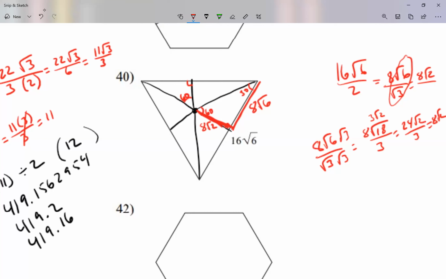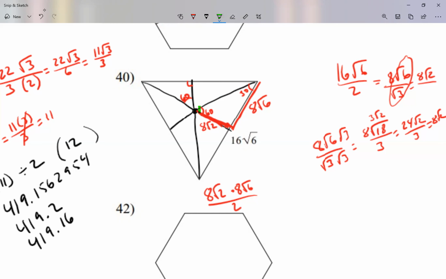Okay, I'm ready to get this area. I'm going to go 8 square root of 2 times 8 square root of 6 over 2. You can type this. You guys have a calculator now that can type radicals. You can type fractions. So that alone will give me the area of this triangle.